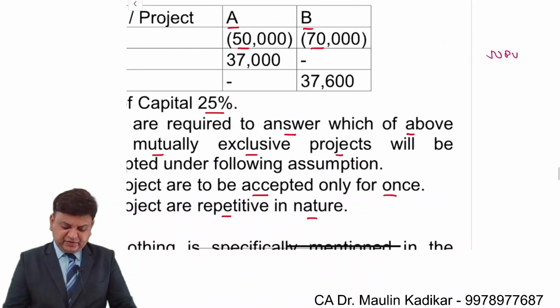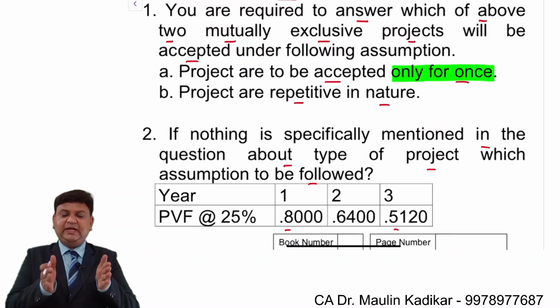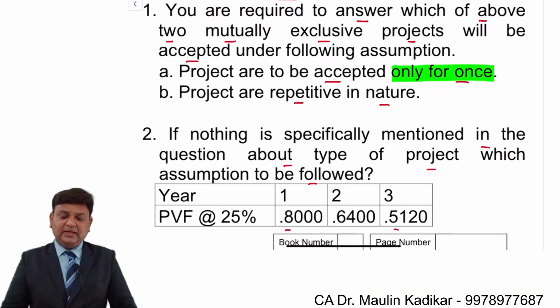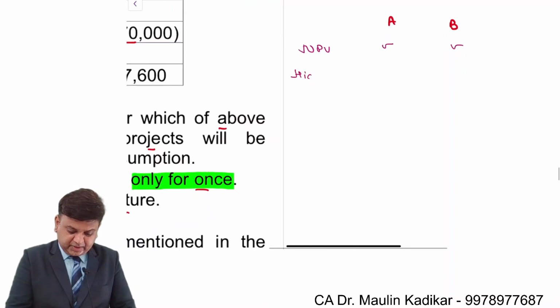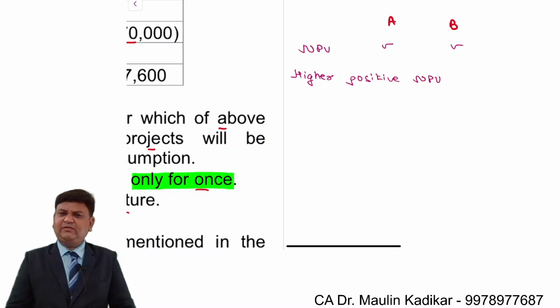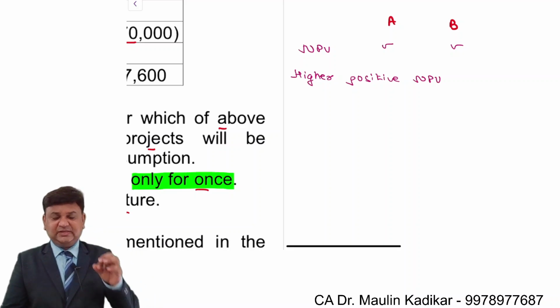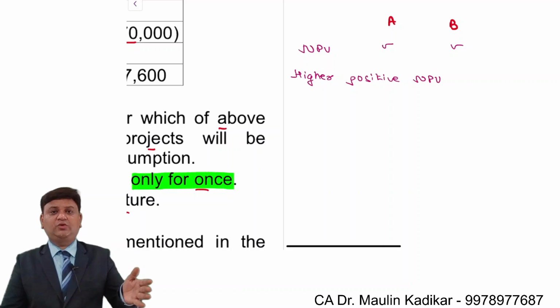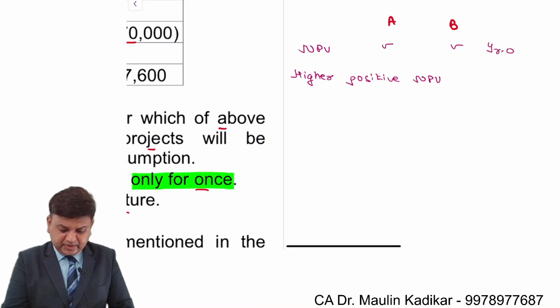Now friends, if the projects are to be accepted only once, in a way that it is only a single time investment opportunity that we have, then we will accept the project which has higher positive NPV. Whatever may be the time period over which this NPV is generated, you just have to select a project which has higher positive NPV. That's it. You don't have to see the time period over which this NPV is generated. Why? Because the investment opportunity is not going to be recurring in nature. So we just have to compare year 0 value for decision making.